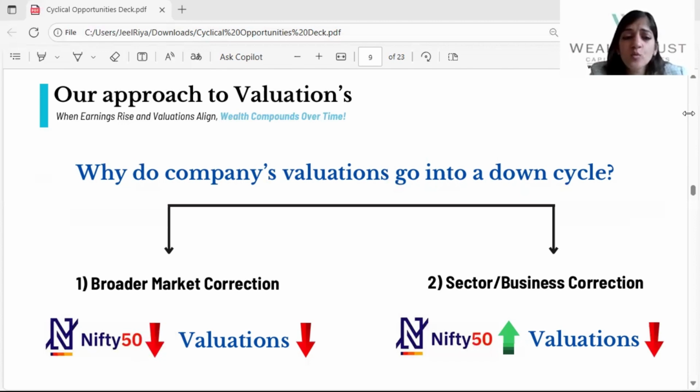So usually we believe that when the overall markets are going for a correction, the valuations will go down. But when sectors are going into corrections, there could be a case where the broader market is rallying, but the valuations would go down for that particular sector because there's a business correction or a sector correction in general, because that particular sector is not doing well. And that's also how you need to look at, or at least how we look at, the whole valuation spectrum.